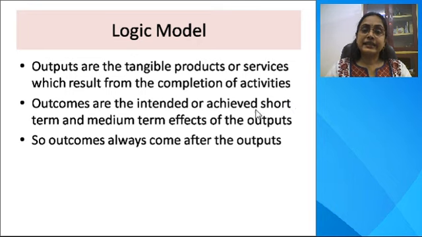Outcomes are the intended or achieved short-term and medium-term effects of the outputs. So what the output leads to is the outcome. So outcomes always come after the outputs. So the outputs are achieved and then it is outcome. That means we said that people are made aware and then people start practicing. So that is more at the practice level. What people do with the program output is the outcome.